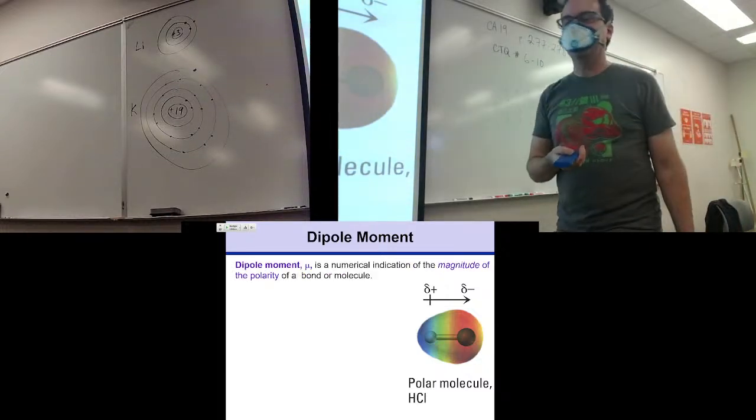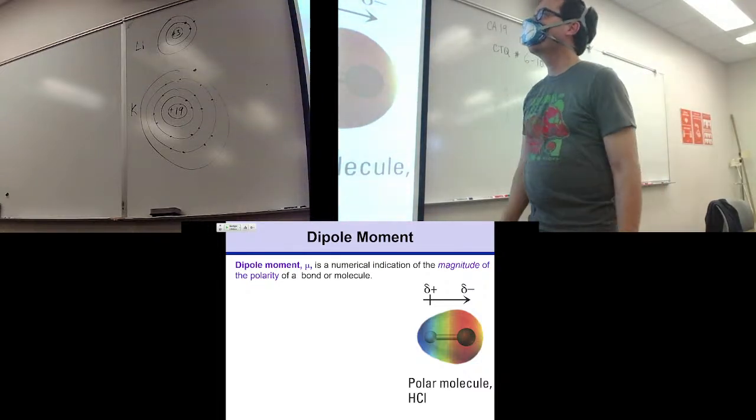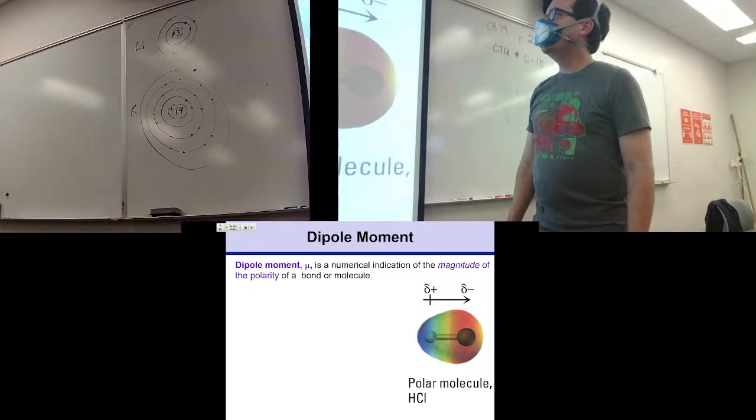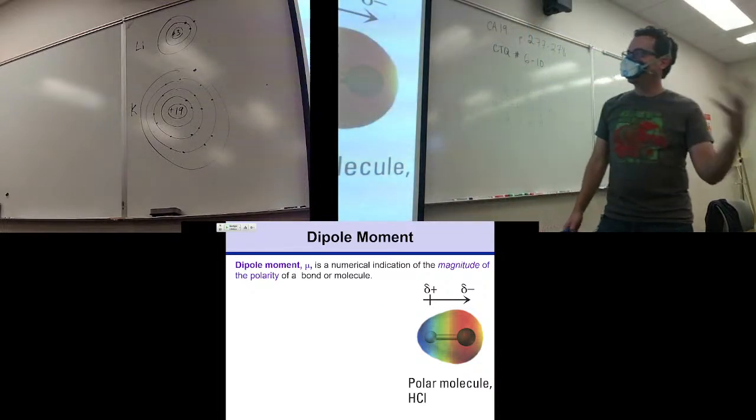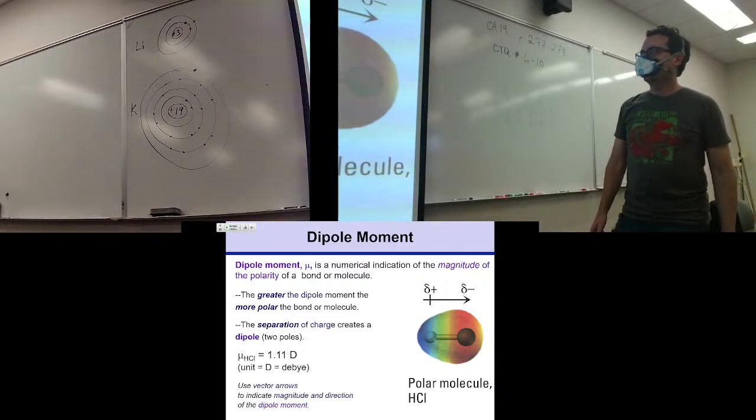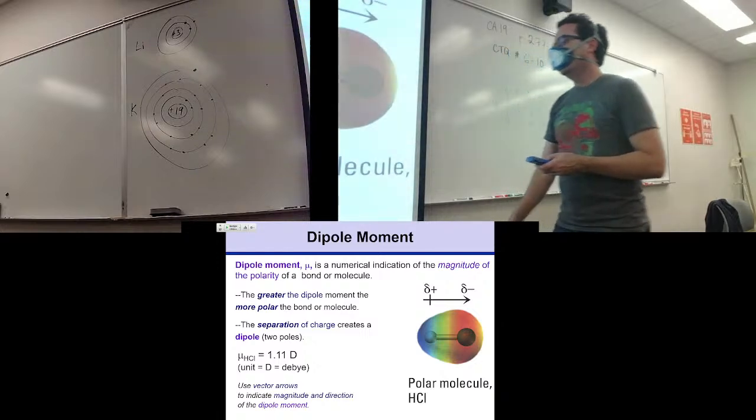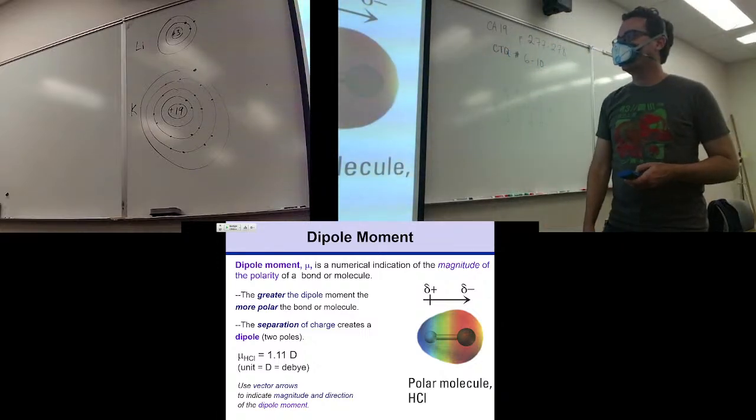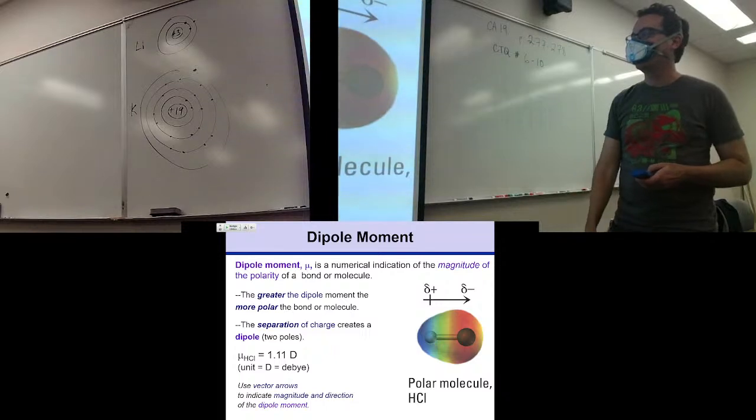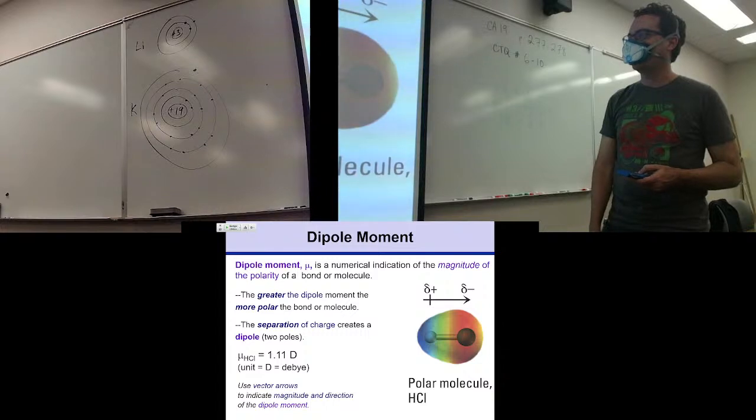So the variable that we use for dipole moment, if you put it in the equation, is mu. And again, this is something we can actually measure, although you're not going to worry about it too much. The greater the dipole moment, the more polar that bond is. Here's the Debye unit. So the dipole moment for HCl is 1.11 Debye. Don't worry about the numbers. I'm just telling you that we have a way to measure this if we wanted to. And you will calculate this in computer simulations next week.